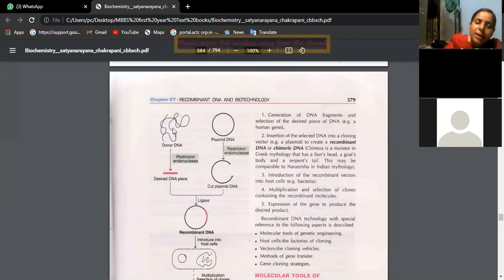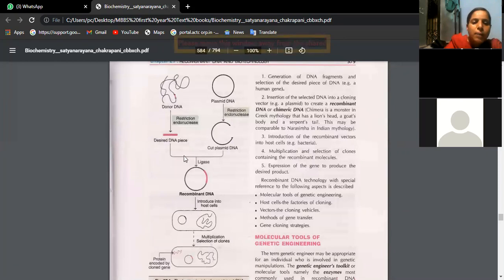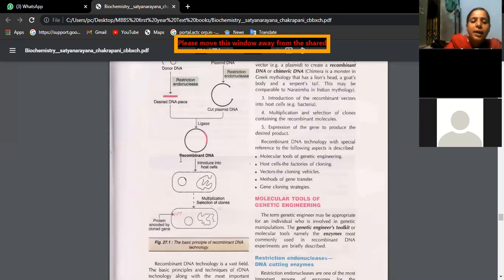Now you insert it into a biological vehicle, for example bacterial DNA which is a plasmid. Extra-chromosomal bacterial DNA is called a plasmid. You cut open this plasmid with the same enzyme, restriction endonuclease. Once it is cut open, you use the enzyme ligase to introduce the desired DNA piece here. Now you get a new DNA which is called recombinant DNA.